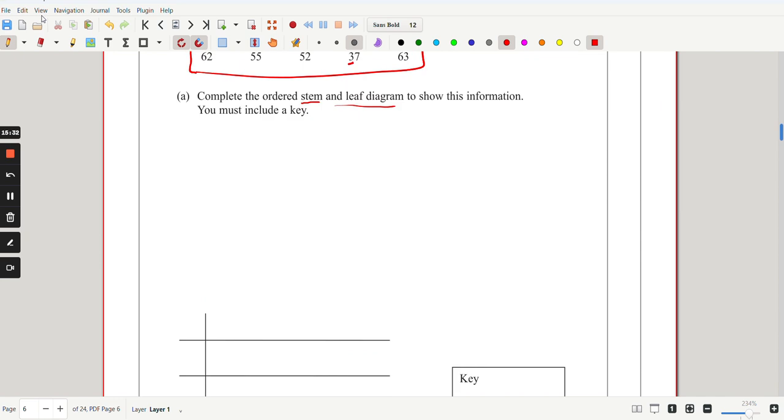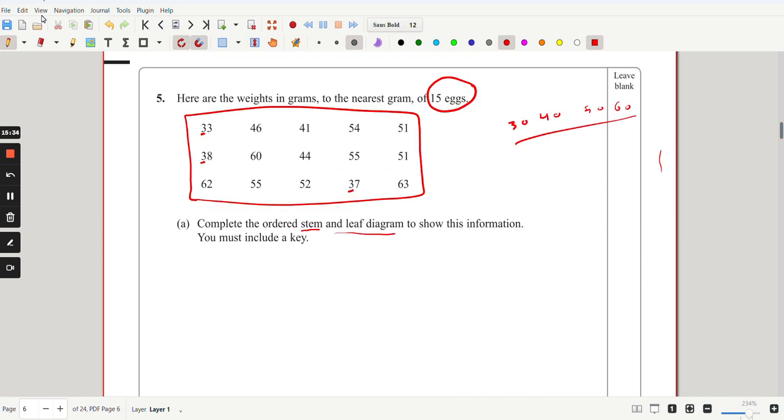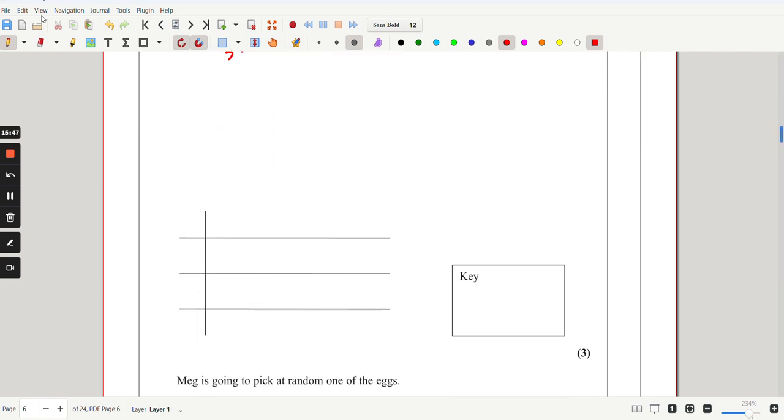You can put them in order. So 33 is the first, then we have 37, then we have 38. Okay, so the stem is tens: 33, then 37, then 38.